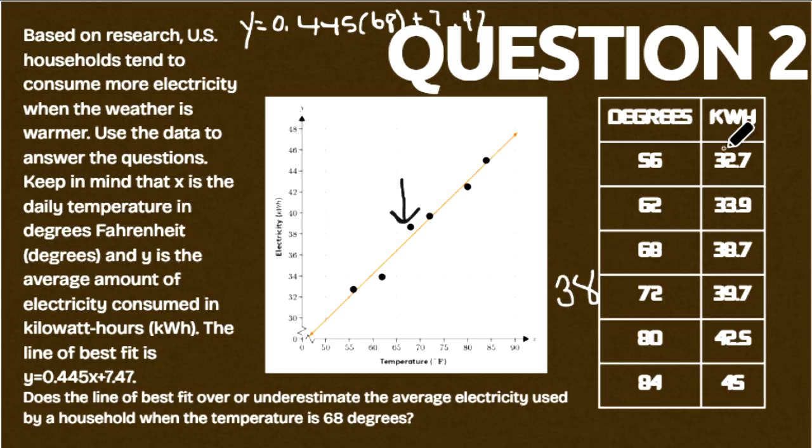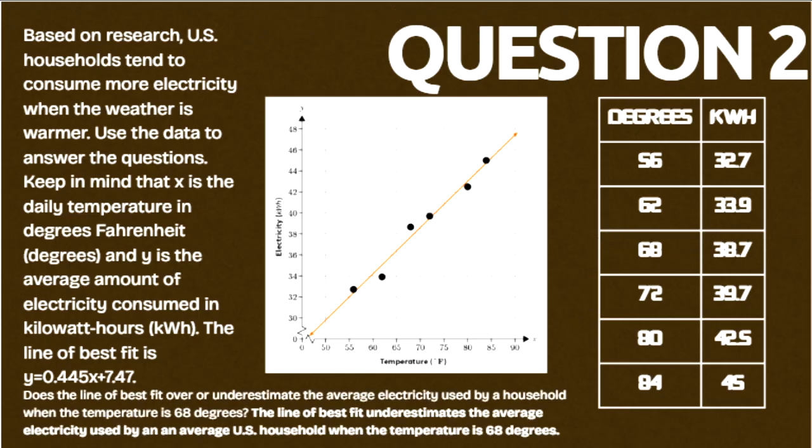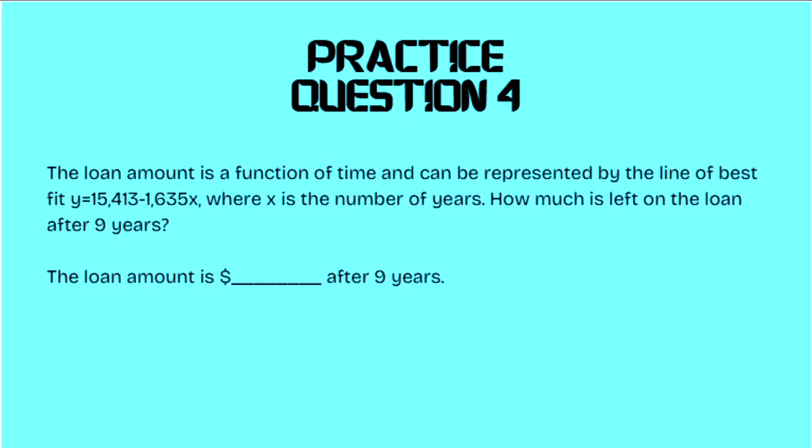But if we look over here on the chart where we actually have 68, it's 38.7. So it underestimated it. It was actually warmer. So it says underestimates right here. End of the lesson. Practice question 4.